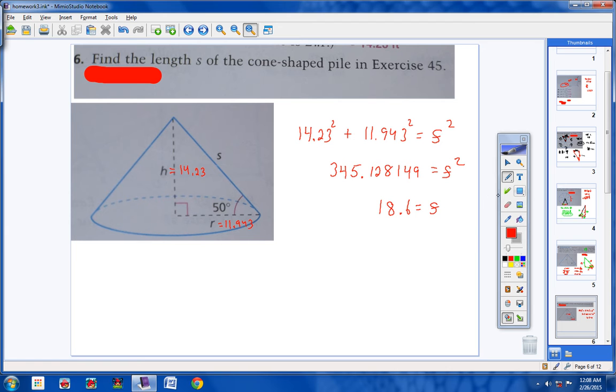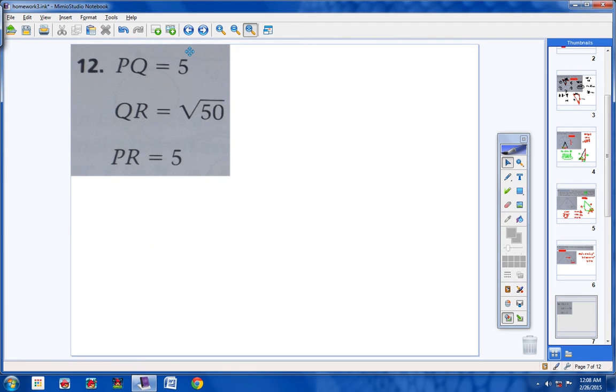So students, look, as soon as I realized I knew two sides of the right triangle, it's very easy to get the third side by using Pythagorean's theorem. Okay, it really, really is. Okay, moving on now to numbers 12 and 13, I believe.